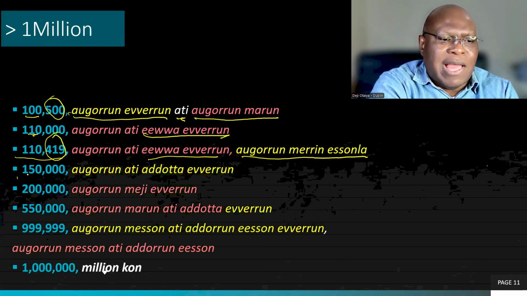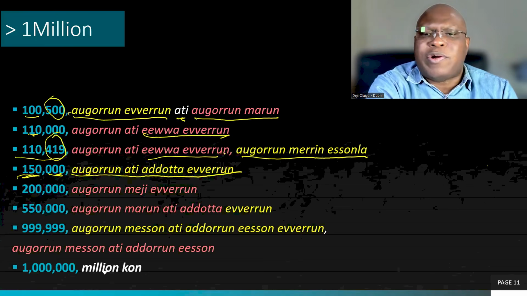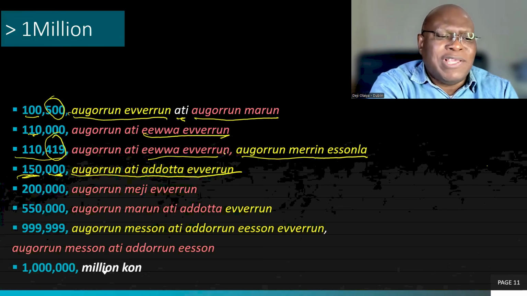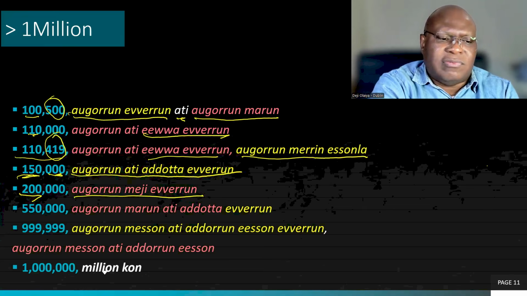What about 150,000? Ọgọ́rùn-ún àti àádọ́ta ẹgbẹ̀rún. What about 200,000? Ọgọ́rùn-ún méjì ẹgbẹ̀rún. 550,000. Ọgọ́rùn-ún márùn-ún àti àádọ́ta, 550 ẹgbẹ̀rún.